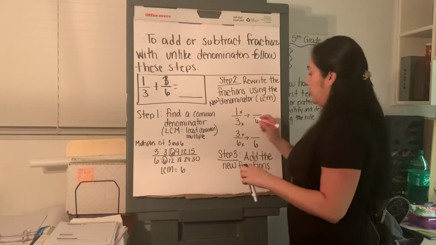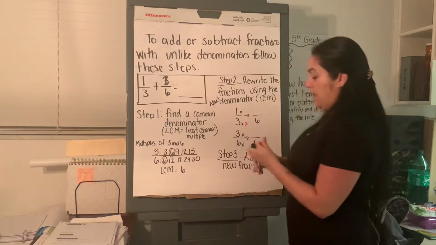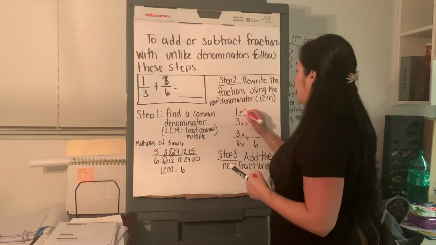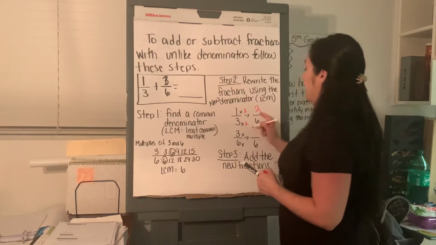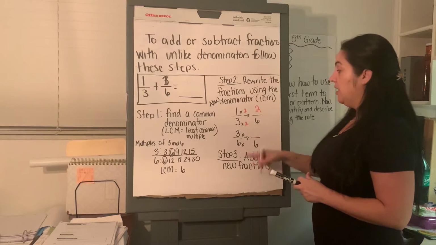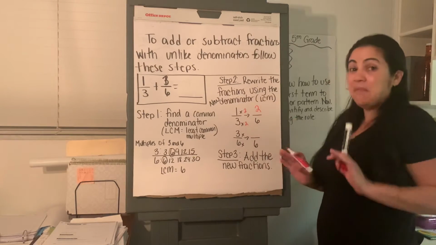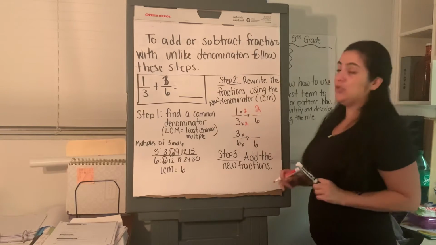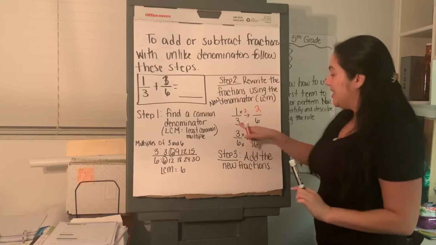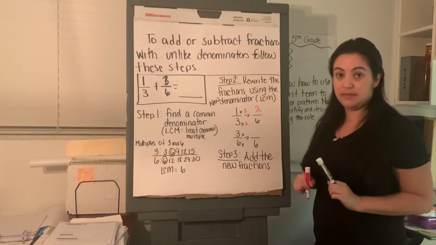That would be 2. And whatever I do to the bottom, I must do to the top. So 1 times 2 is 2. My new numerator here is 2/6. This is telling me that 1/3 is equal to 2/6. So it doesn't matter if I have 1/3 or 2/6. They're both the same fraction using a different number of pieces.